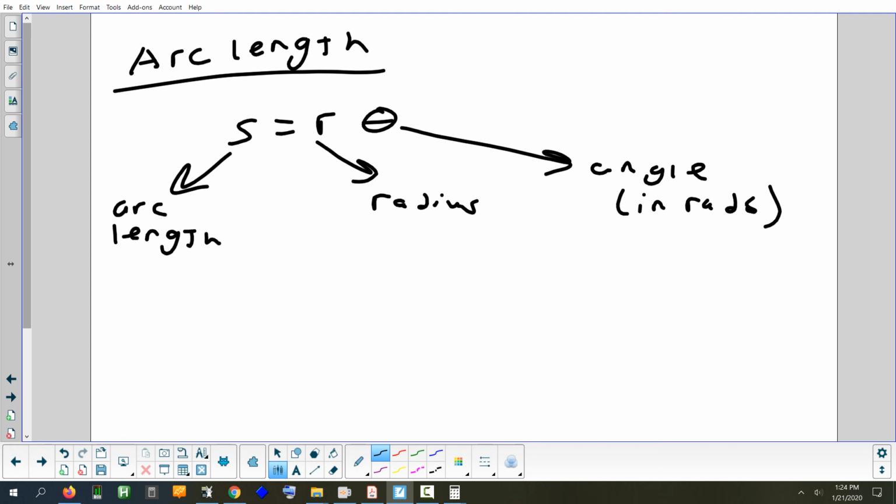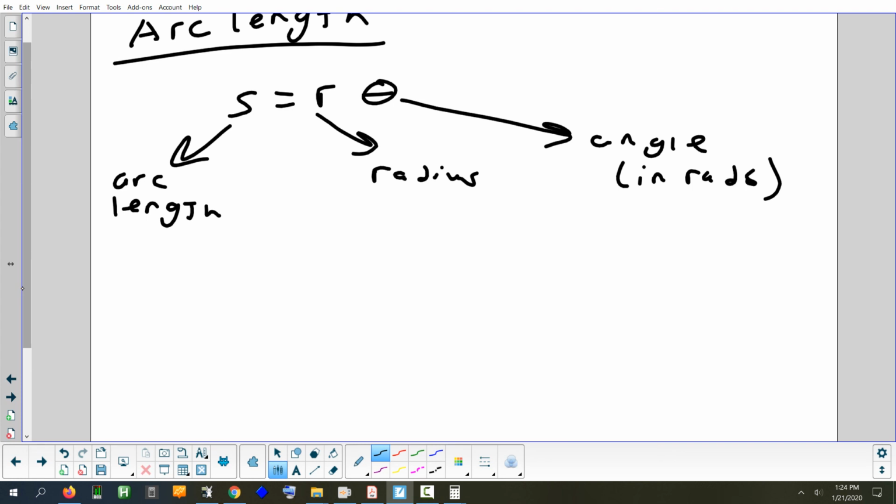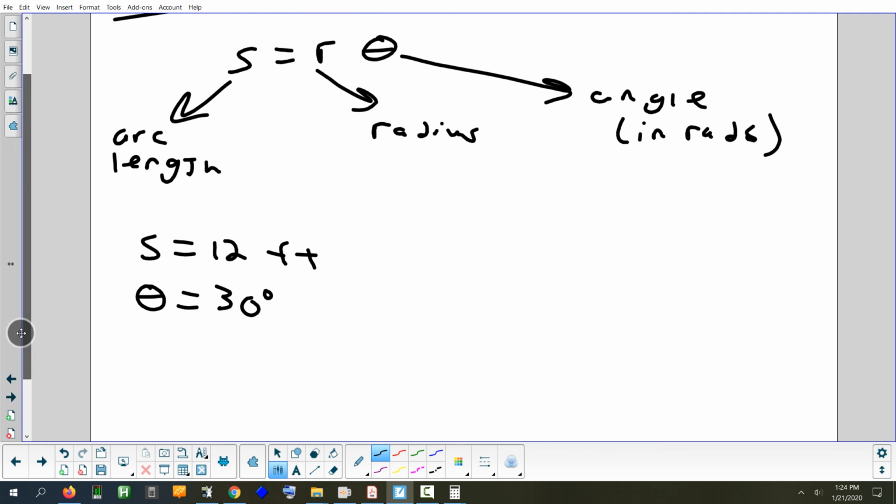So if they give you a problem, and the angle is in degrees, the first thing you have to do is change to radians the way I just showed you. Okay, idea behind this formula, I will give you 2 out of 3 of those letters, and you will solve for the third one. So let's say you had an arc length of 12 feet, and you have an angle of 30 degrees. Find the radius.